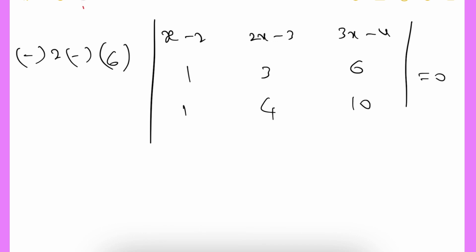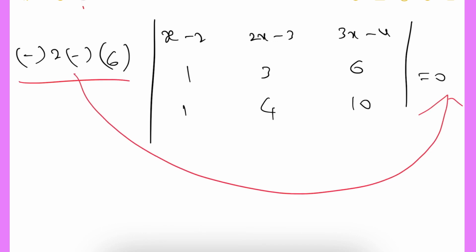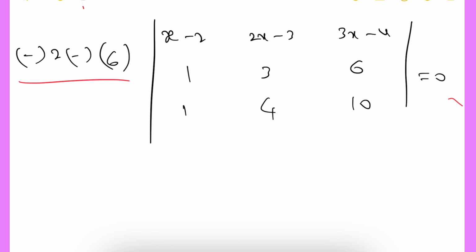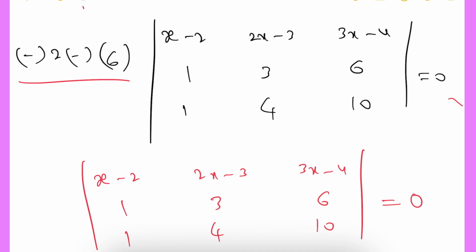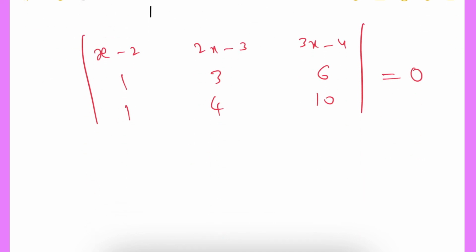Here the left side, minus into minus is plus, 2 6s are 12. That total I will take to another side. So 0 divided by 12 is nothing but 0. Then we remain with x minus 2, 2x minus 3, 3x minus 4, 1 3 6, 1 4 10 equals 0. Now for this I am going to find the matrix determinant. This is plus, this is minus, this is plus.